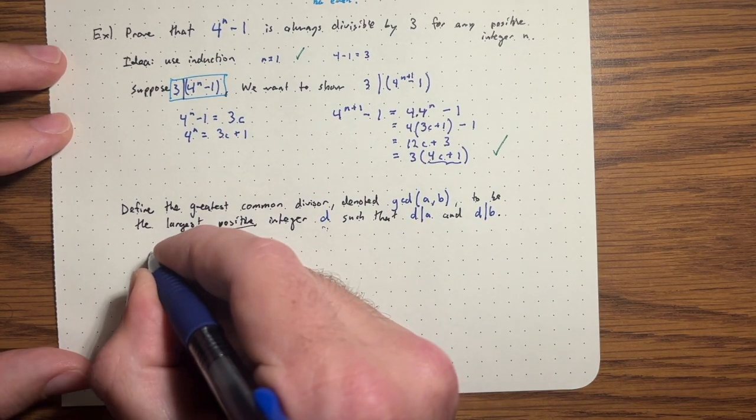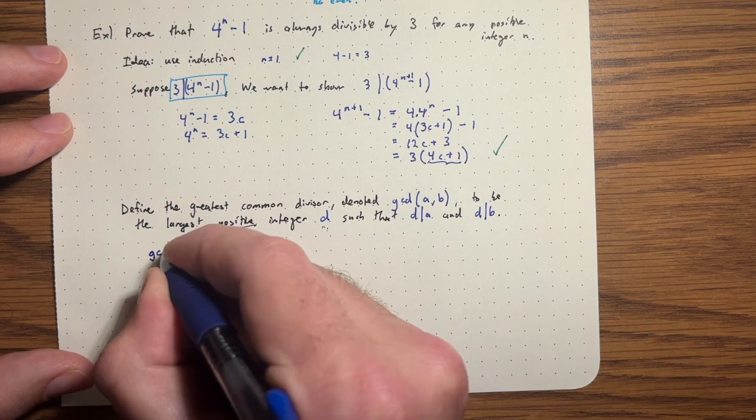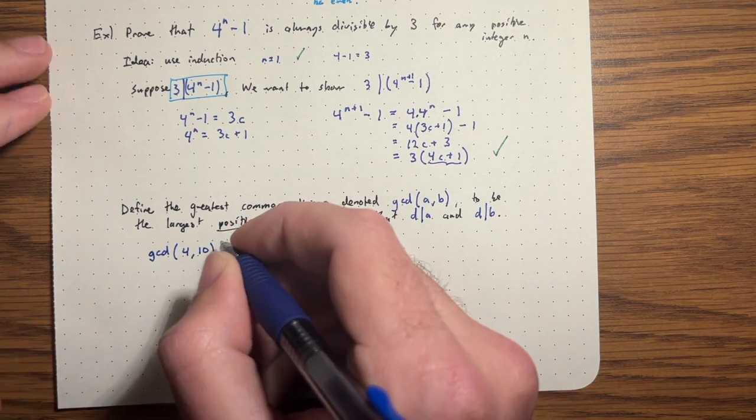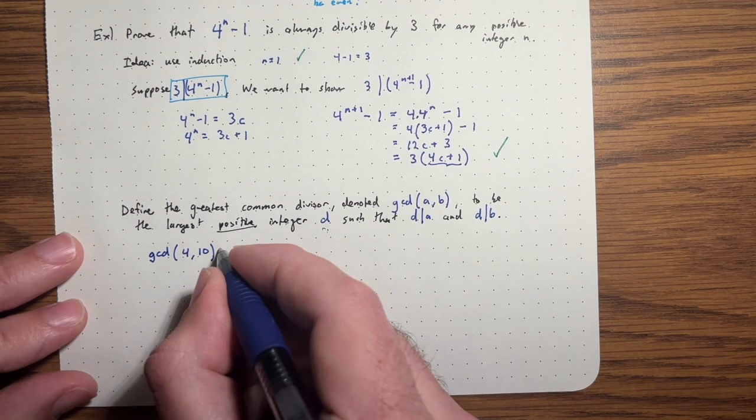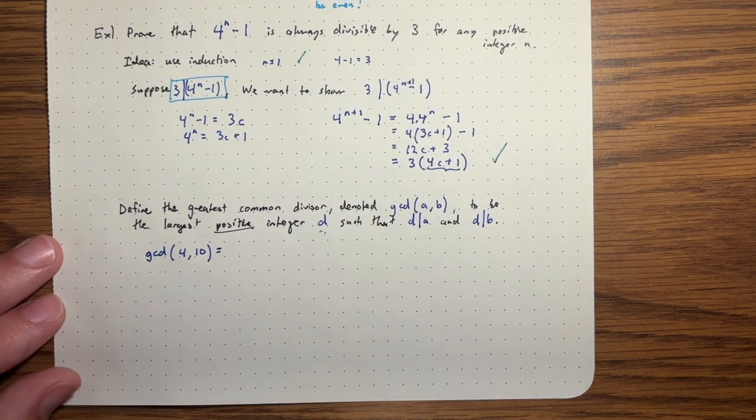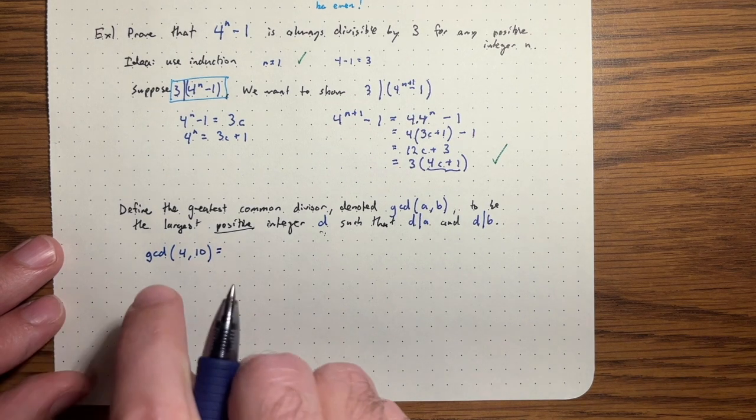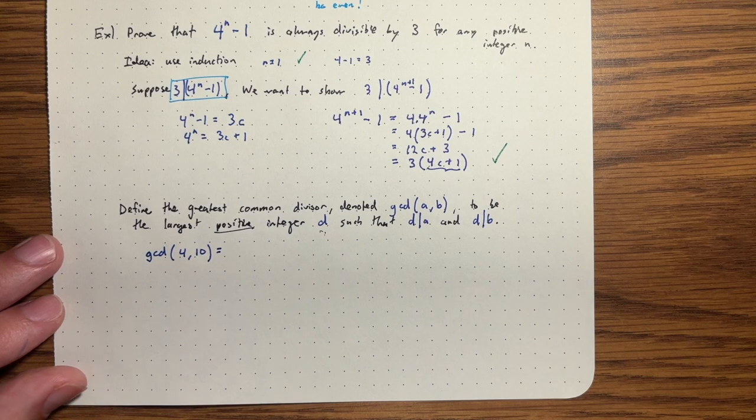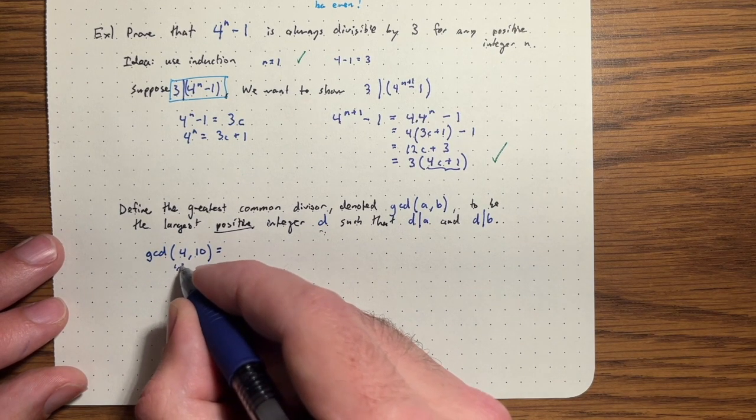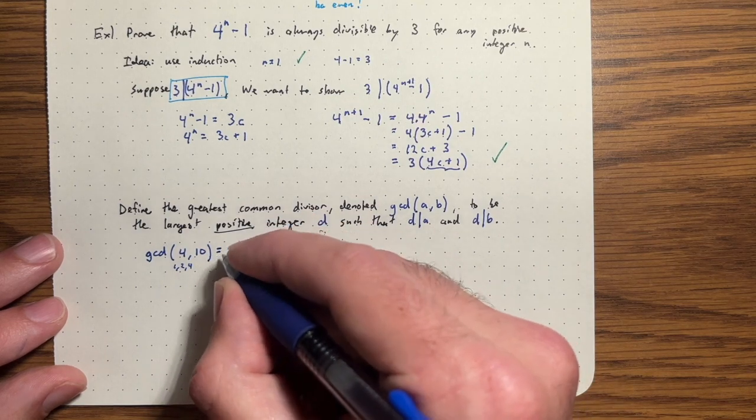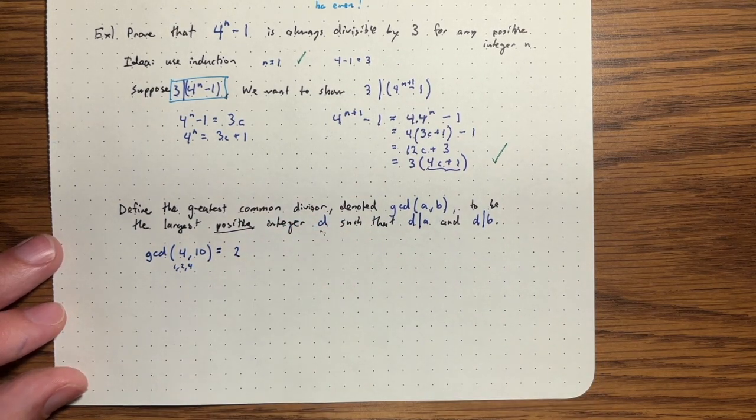Let's do some examples. So how about the GCD of 4 and 10? Well, we want the largest d that divides both 4 and 10. So 4, the divisors are 1, 2, and 4. 10 divisors are 1, 2, 5, and 10. So I think 2 is going to be our GCD.